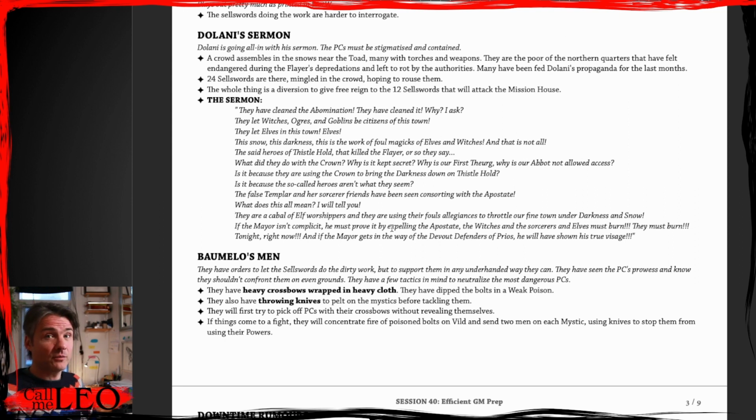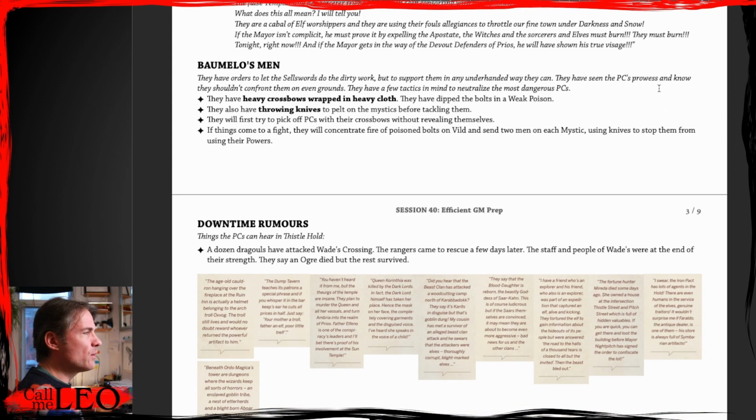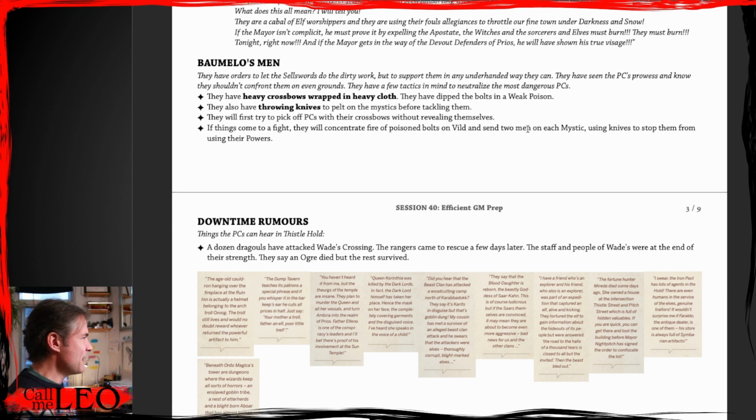Bomelo's men were beaten by the PCs in the first adventure. They were whacked in that alleyway, and now they have heavy crossbows and some poison on the bolts, because they know that they need some edge to face the PCs. They can't just go at them frontally and stupidly. So they're going to play mean and be more intelligent. So that pretty much happened.